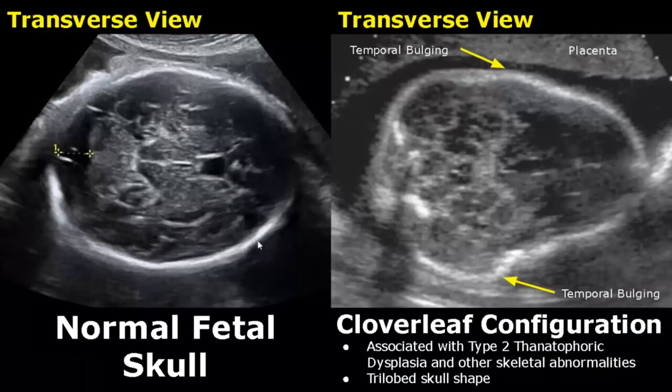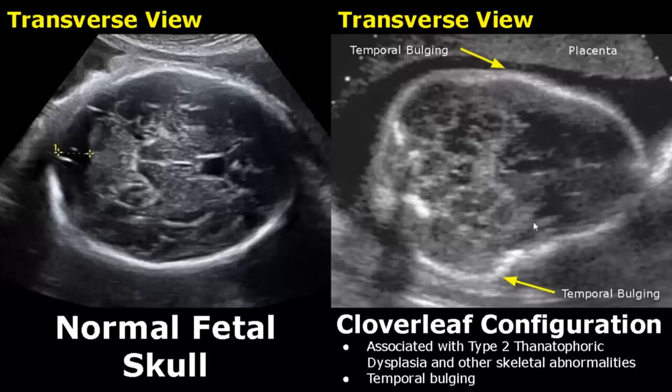We will see a bright skull, and over here we have a clover leaf configuration. It is usually associated with type 2 thanatophoric dysplasia, but it is also associated with other skeletal abnormalities. The shape of the skull is trilobed. These bulging areas on either side are bulging of temporal bones.